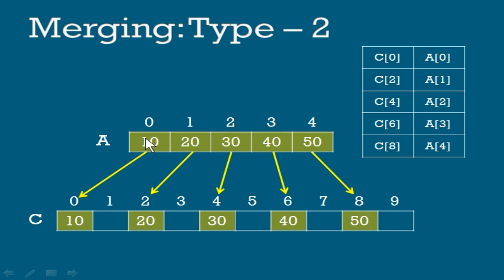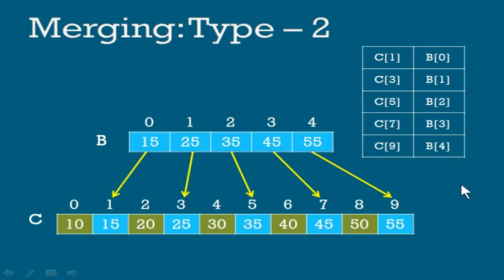That means you will have a variable which will be executed from 0 to 4, and you will have another variable which will be executed from 0 to 8. That means you are going to jump two numbers. Okay, you can see the even numbers. So you are going to keep track with another variable for C and a separate variable for A. So it will be like this. C of 0 will have A of 0, C of 2 will have A of 1, C of 4 will have A of 2, C of 6 will have A of 3, and C of 8 will have the value A of 4.